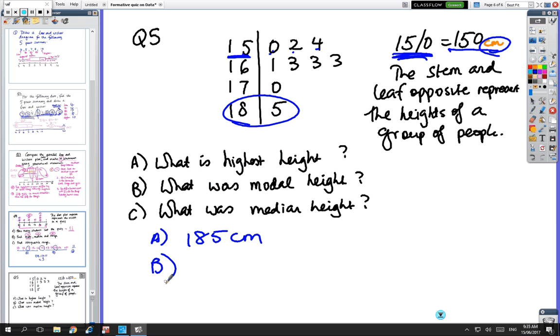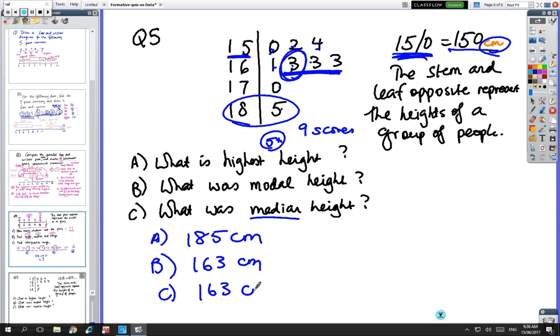Part B, what was the mode? The mode is the score that occurred the most. So the mode is 163 centimetres. And the median. So we have to work out what the middle is. So we've got 1, 2, 3, 4, 5, 6, 7, 8, 9. So we've got 9 scores. So the middle will be the 5th score. 1, 2, 3, 4, 5. So that's the middle.